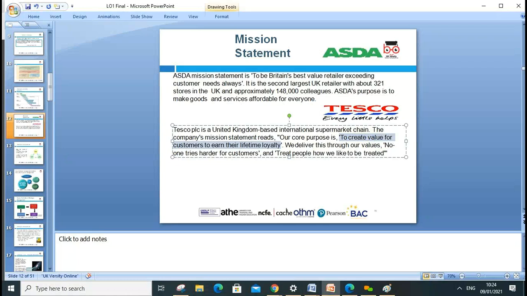It's a huge statement. They started the loyalty card, the points card. Yes, they are trying, but it's very difficult. With every decision they have to make sure the customer does not go away. So we deliver this through our values: no one tries harder for customers, and treat people like they want to be treated.